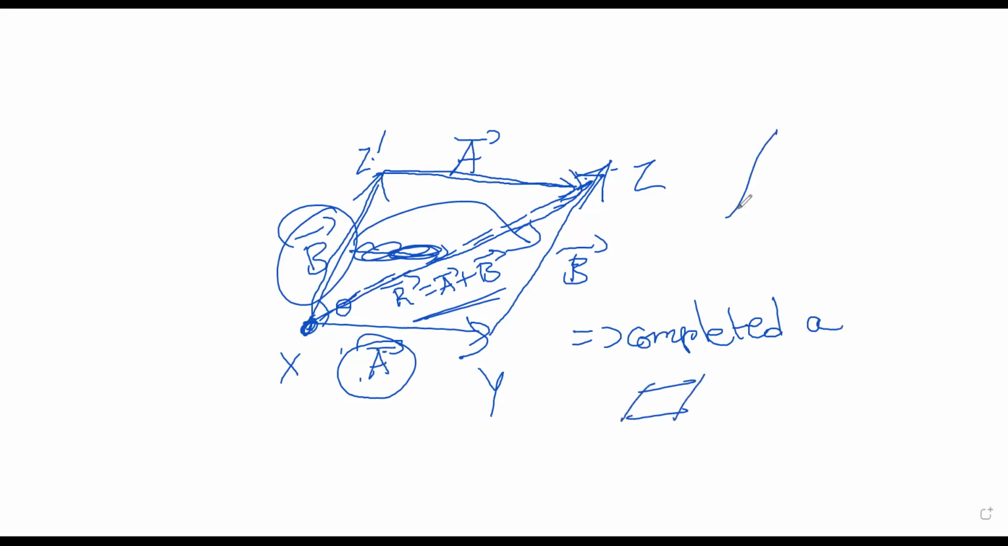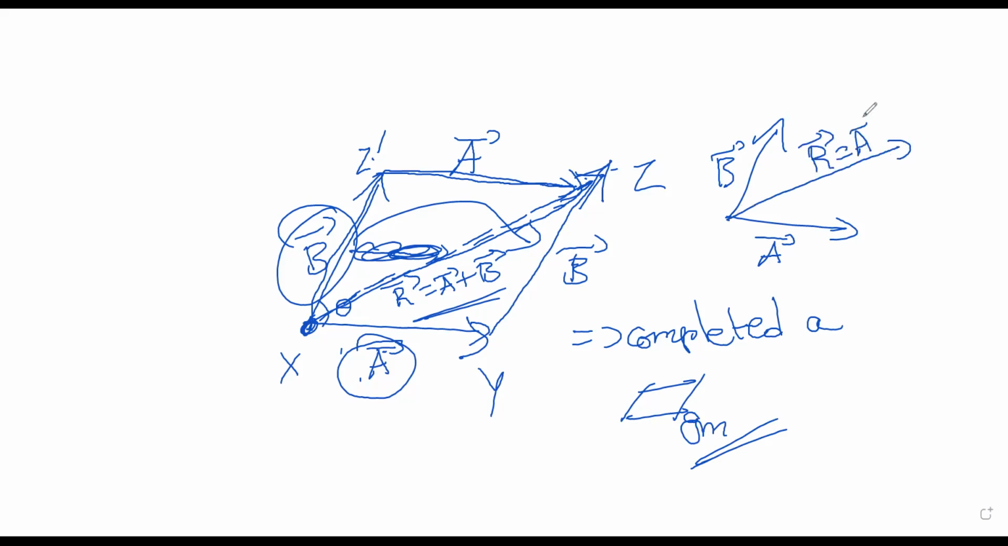So when you have two vectors whose tails are matching, then what you get is the parallelogram law. Completed a parallelogram, and hence it is called the parallelogram law. So when you have two vectors like this, the resultant vector will be like this. R bar is equal to A bar plus B bar. The resultant vector will be like this. So this is the basic idea about vectors.